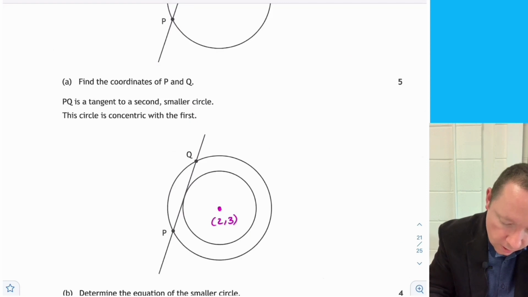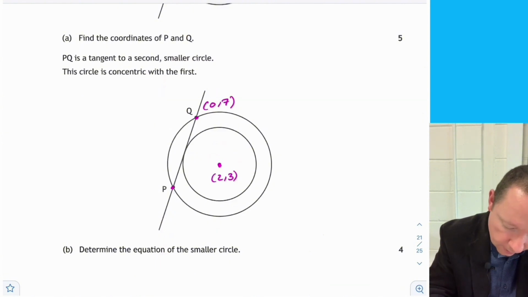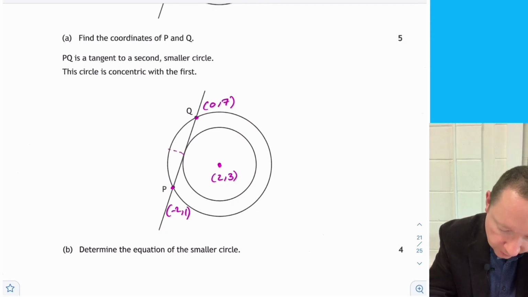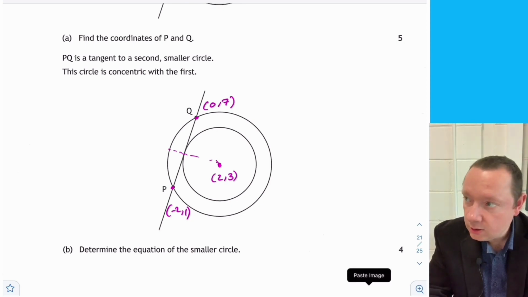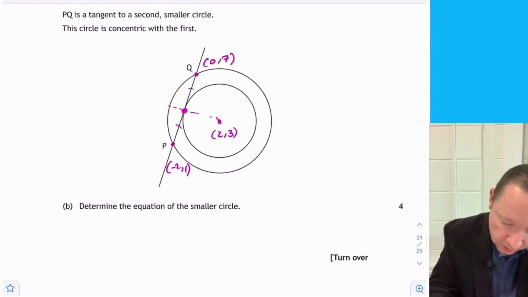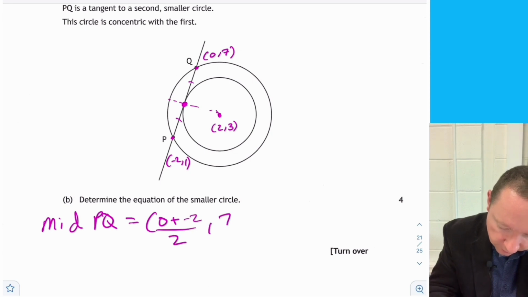We already know the coordinates of point P and Q: 0, 7 and minus 2, 1. Now if I draw a radius going straight out to the bigger circle, well, it meets this chord at right angles and cuts it in half. So I can find this midpoint. So the mid of P and Q, well, that's just 0 plus minus 2 over 2 and 7 plus 1 over 2. Minus 2 over 2 is minus 1. 8 over 2 is 4. So our midpoint is minus 1, 4.